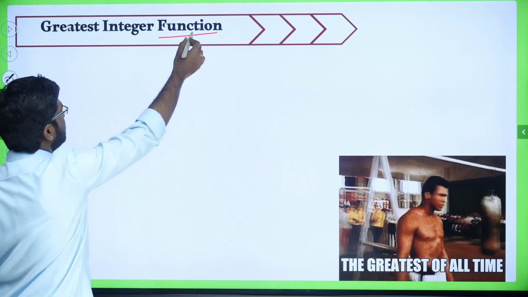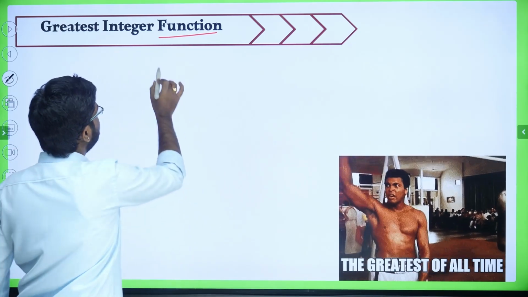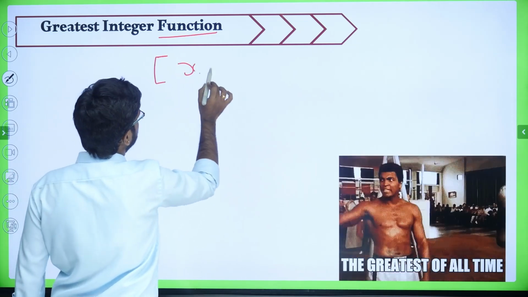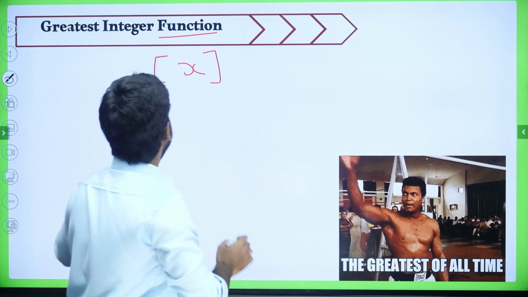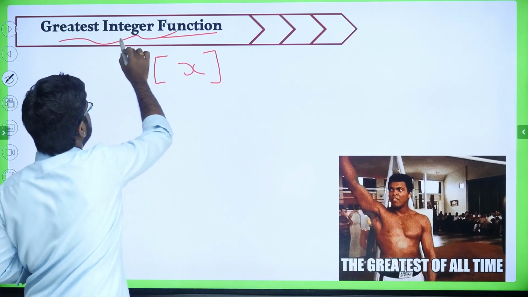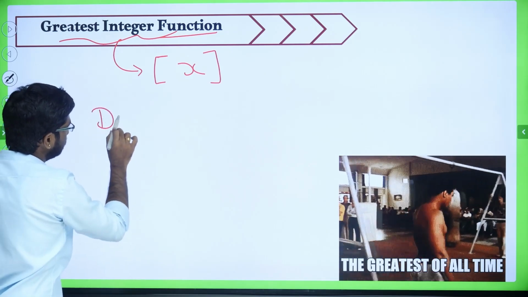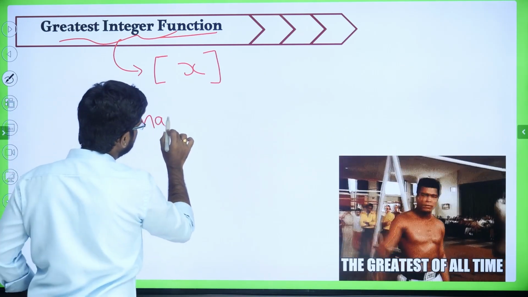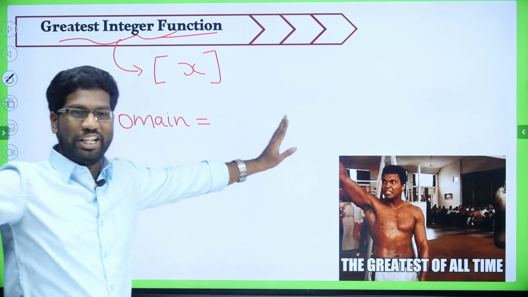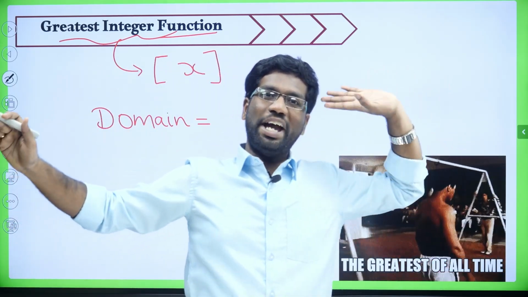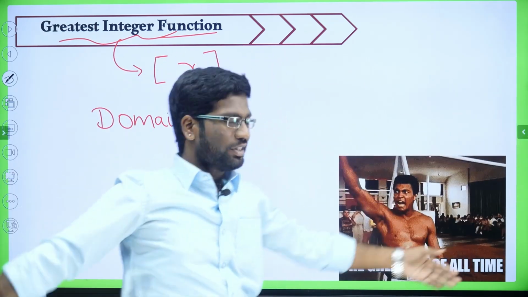So now, it is the greatest integer function. First let's see how we denote the greatest integer function, my dear students. We denote it like this, with a square bracket. So for this, as I said, the domain is entire R, my dear students. For every R, from minus infinity to plus infinity, we can take every value.